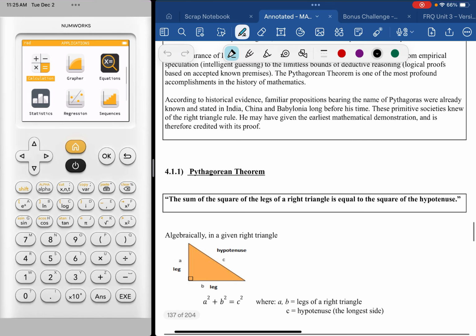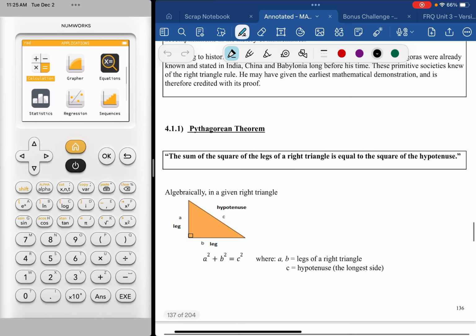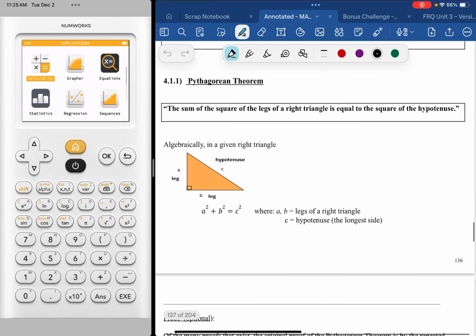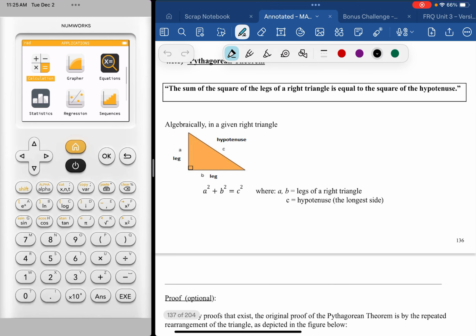The theorem itself, the sum of the square of the legs of a right triangle is equal to the square of the hypotenuse. All right, hypotenuse being the longest side, and that gives us a squared plus b squared equals c squared.